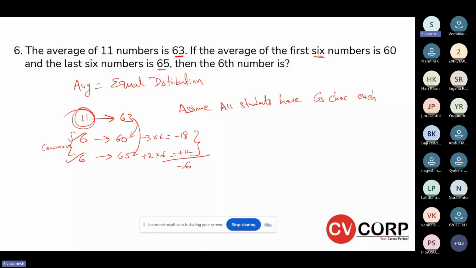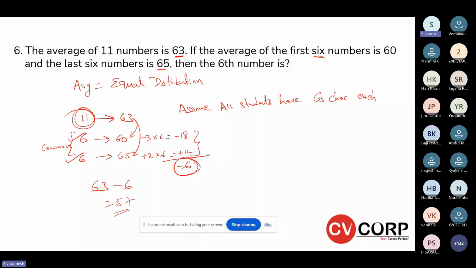Everybody should have 63 chocolates, that's what we assume. Here the count is not getting balanced, so subtract this 6 from 63, you will get 57. So the sixth number will be 57. That's it. Understanding these averages questions is very easy by using this equal distribution method. Hope you all are clear with this.